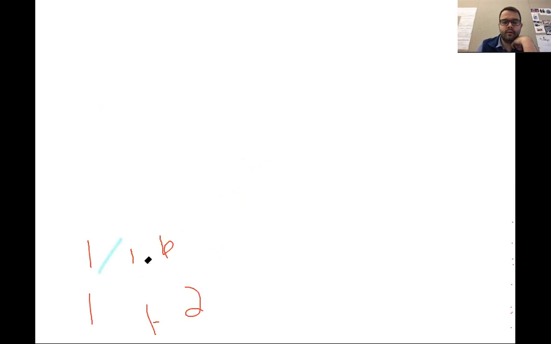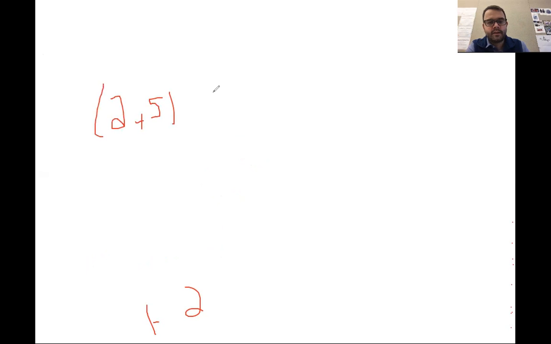Okay, so I'll draw this again. So k in this problem is 2 plus 5, and that's in parentheses, which means that we must solve that first. Plus 7 plus 2. So that's 7 plus 7 which is 14, plus 2, which is 16.